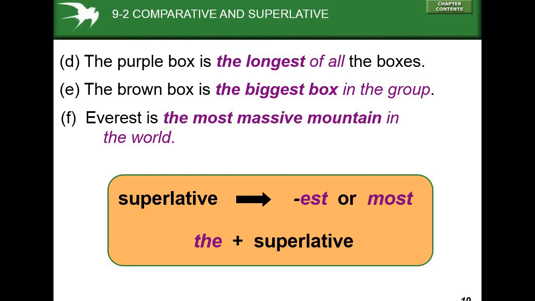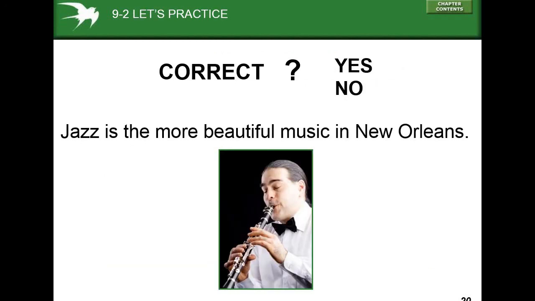So always, children, superlative degree means it must have EST or most. And that superlative degree must be followed by the article THE. You can see on your screen: the plus superlative degree.